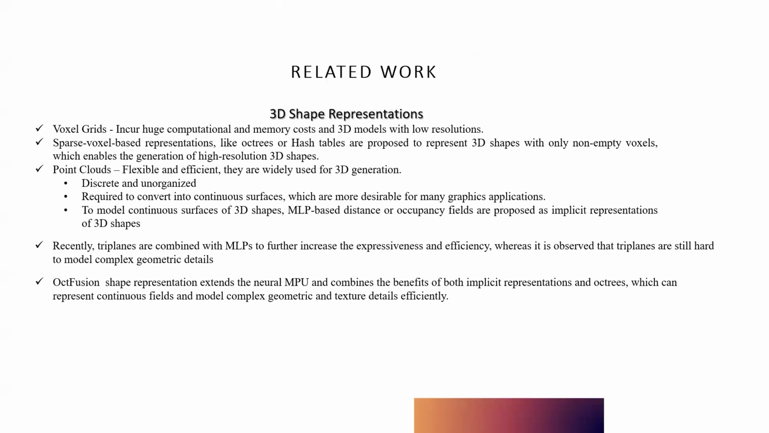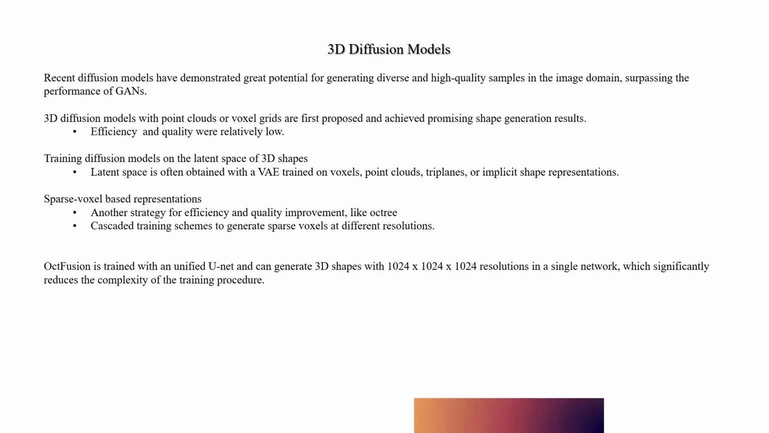applications. Triplanes are combined with multi-layer perceptrons to further increase the expressiveness and efficiency, whereas it is observed that triplanes are much harder to use to model complex geometric details. Diffusion models have shown great potential in generating diverse and high-quality shapes in the image domain, surpassing many GANs. And OctFusion is specially trained with a unified U-Net that can generate shapes with greater resolutions in a single network, which significantly reduces the complexity of the training procedure.